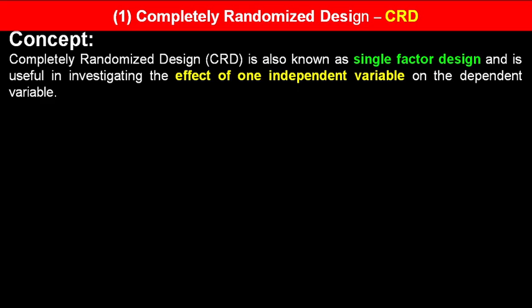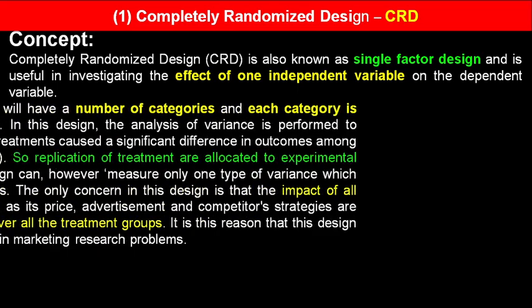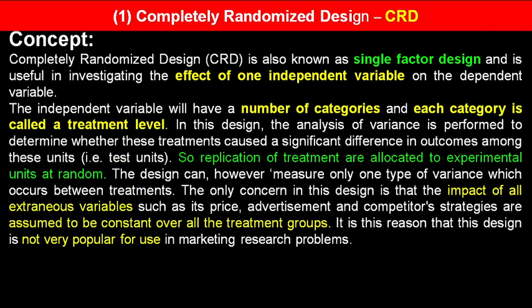Completely randomized design is also known as the single factor design and is useful in investigating the effect of one independent variable on the dependent variable. The independent variable will have a number of categories and each category is called a treatment level. In this design, the analysis of variance is performed to determine whether these treatments caused a significant difference in the outcomes among these units, that is the test units. So, replications of treatment are allocated to experimental units at random.